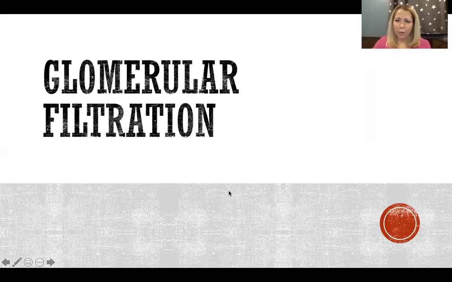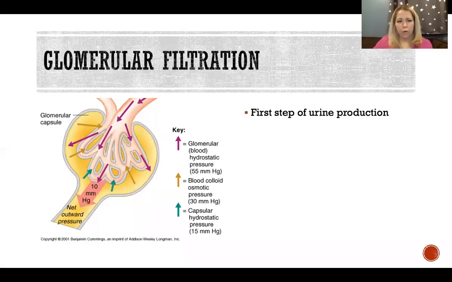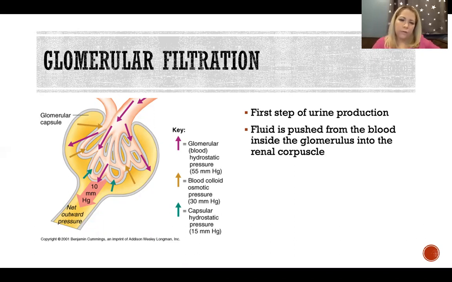Hello, in this video, I'm going to talk about glomerular filtration in the nephrons in the kidneys. So, glomerular filtration is the first step of urine production. It's one of the important functions of the nephrons in the kidneys. Fluid is pushed from the blood inside the glomerulus into the renal corpuscle by blood pressure.